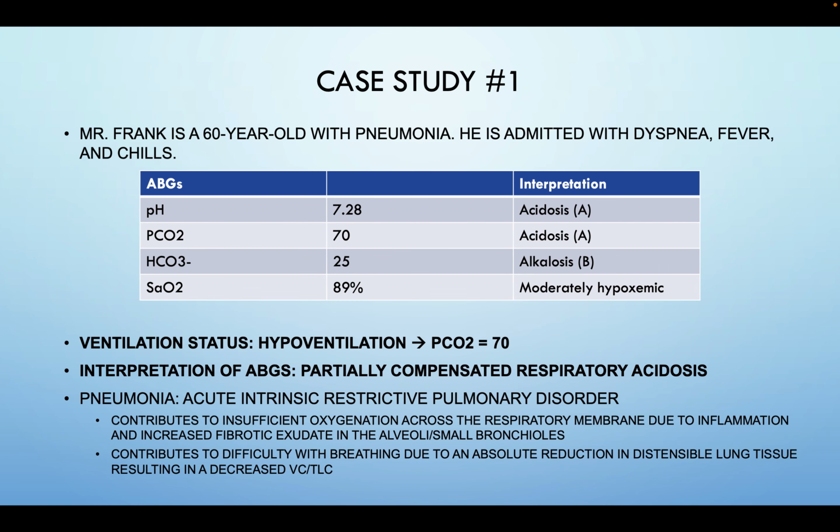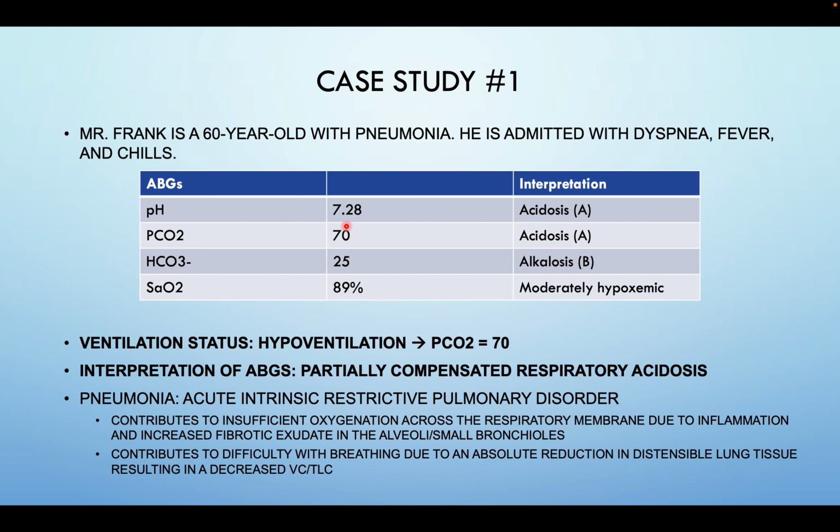Going to the first case study, Mr. Frank is a 60-year-old with pneumonia. He is admitted with dyspnea, fever, and chills. Before I go into the 4-step method, I have included my interpretation and have labeled the ABGs as acidic, basic, or normal, which is indicated by the letter inside the parentheses. So step 1 is looking at the pH. Because the pH is below the normal 7.4 value, it seems that they are experiencing acidosis and are acidic.